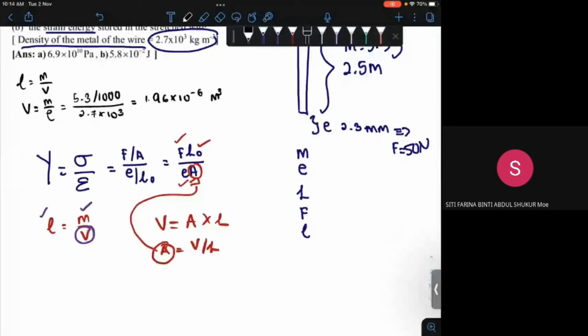Alright. So lepas tu apa kita buat adalah kita nak dapatkan area. Area adalah volume bahagi dengan length. So volume adalah 1.96 times 10 to the power negative 6. Original length dia adalah 2.5 meter. Okay, awak tekan kalkulator, awak akan dapat area pula.